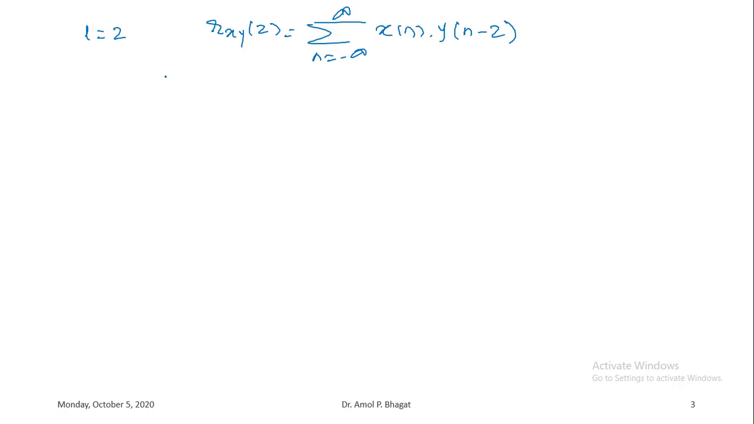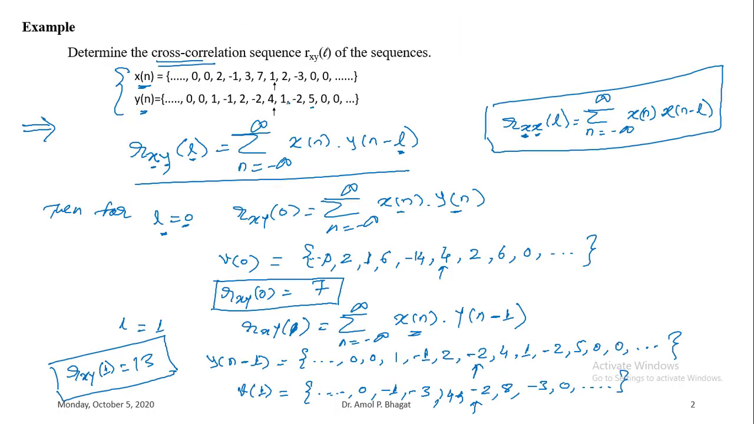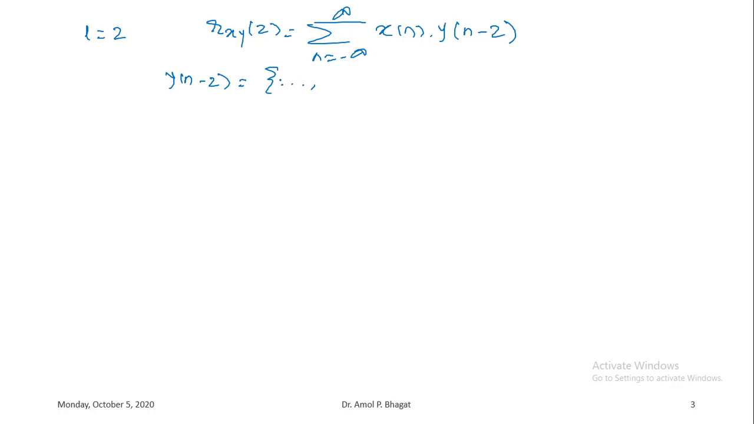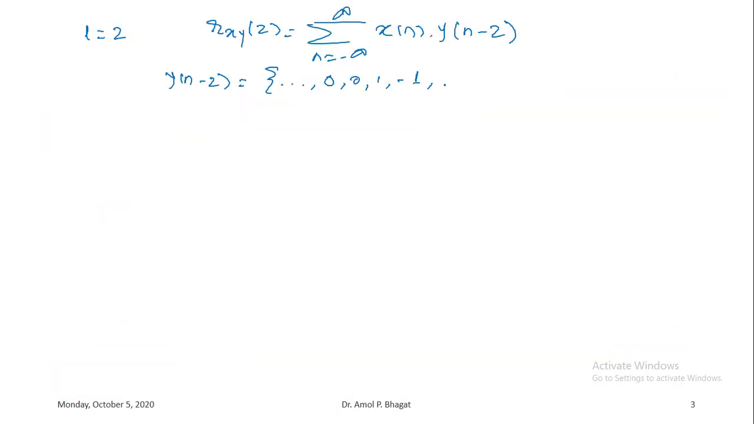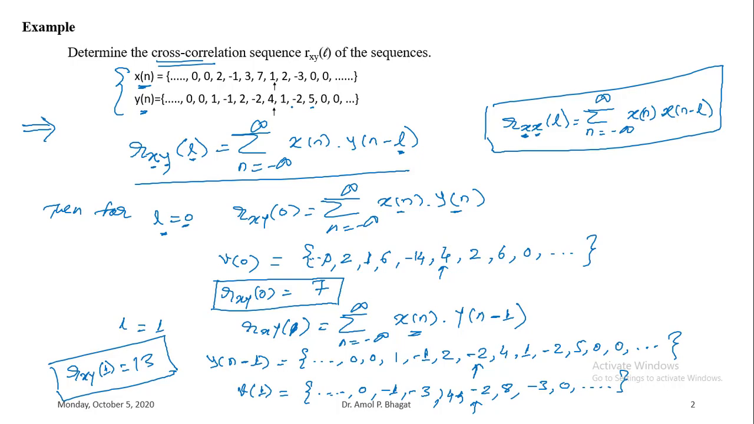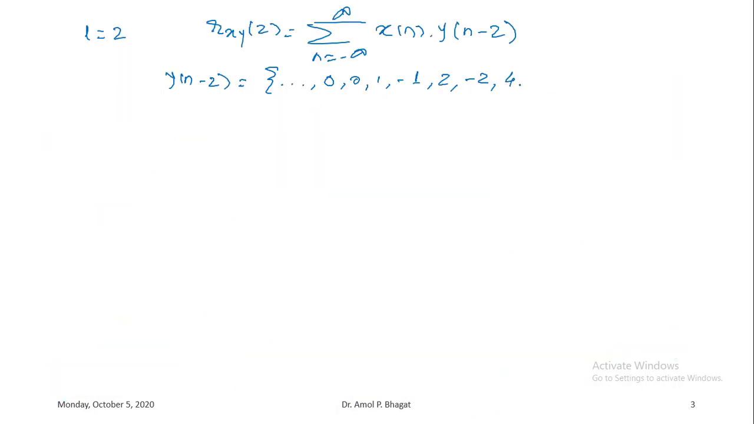Okay, so in this case y of n minus 2, again you are delaying the given y of n by 2 samples, so you will be again writing the same sequence as it is: 0 0 1 minus 1 0 0 1 minus 1, right? Again there is 2 minus 2, so 2 minus 2, next value is 4 1 minus 2, 4 1 minus 2, next one is 5 0 0, 5 0 and so on.